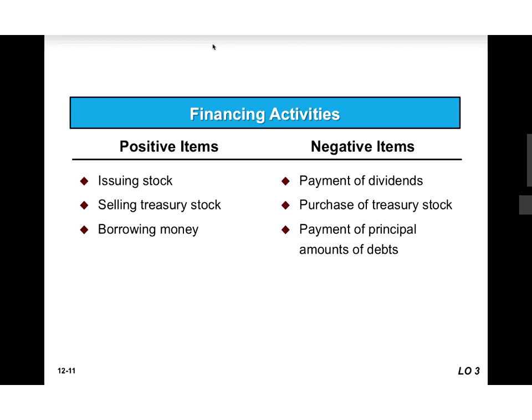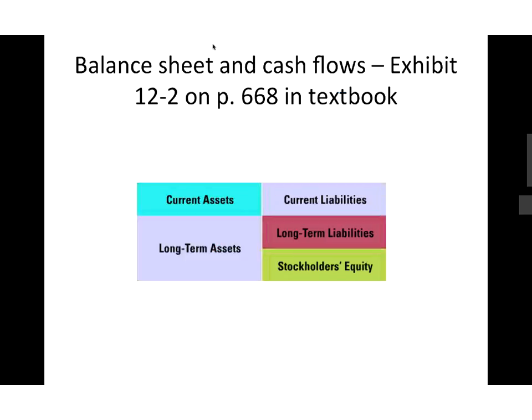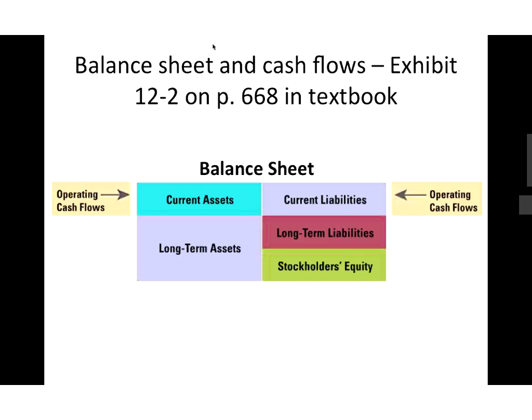Okay, and again, I just want to point this out again because I think it's one of the nicest graphics showing this. This is a balance sheet, okay? The balance sheet, the assets are on the left, liabilities and equity are on the right, and current assets and current liabilities impact operating cash flow. Our investing activities are long-term assets, and then long-term liabilities and stockholders' equity are financing cash flows.